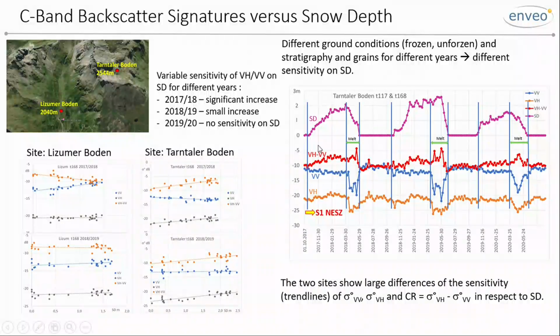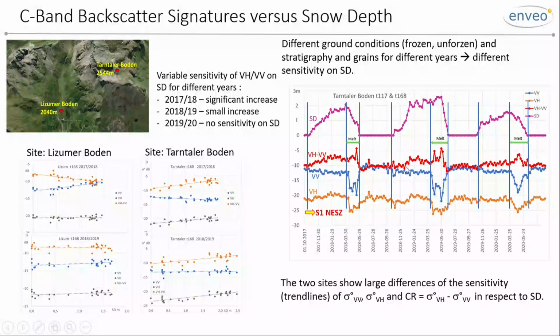And then when we look at this time series, we see, for the first winter, a 3 dB increase of this polarization difference. So it seems that on this side we have an increase, a signal which looks like that, so it has an impact by the snow depth. In the winter afterwards, it's a little bit less.